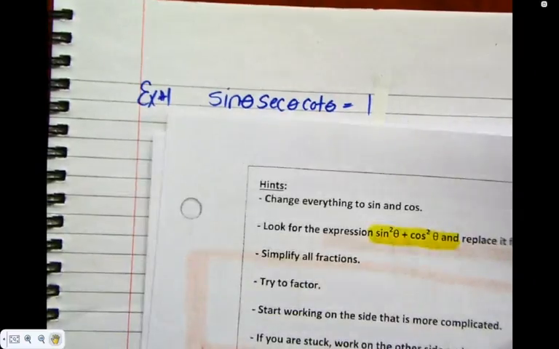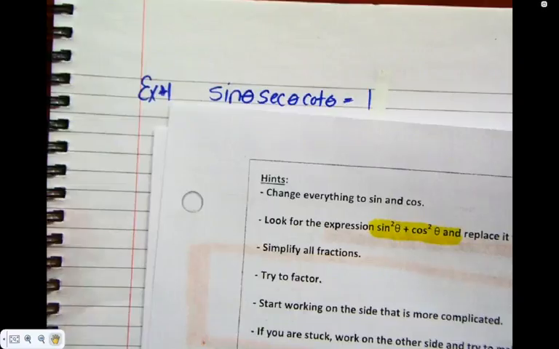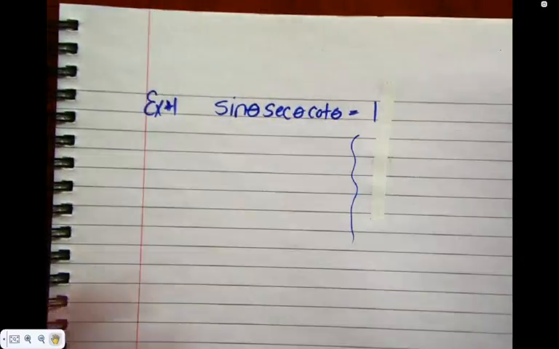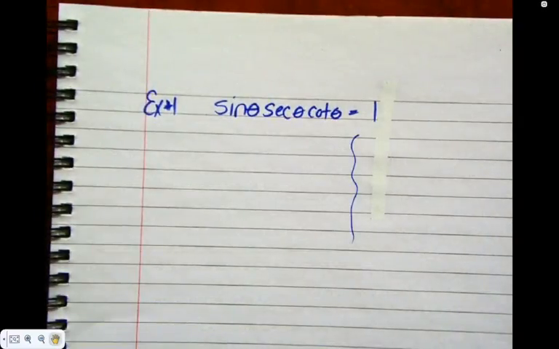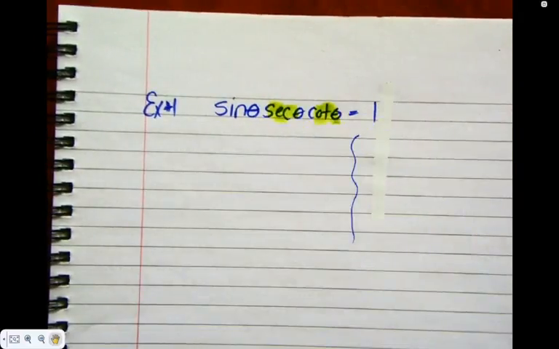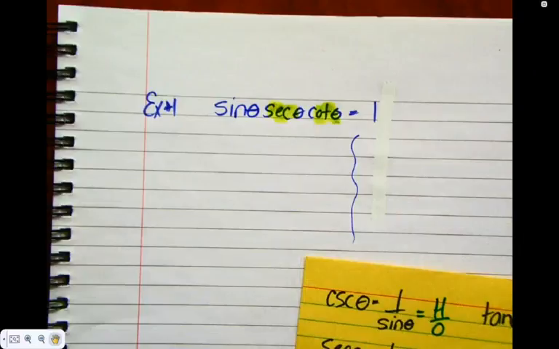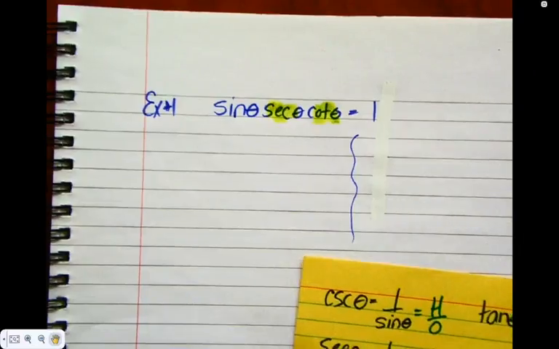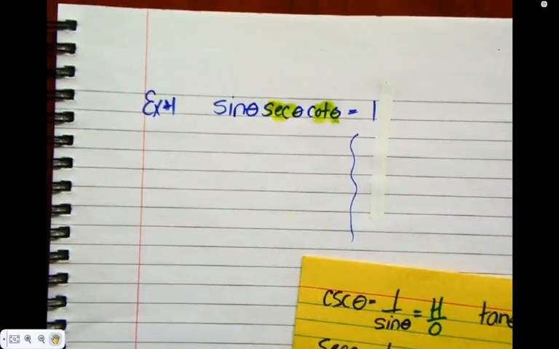Okay, I'm just following my little hints here. First hint is change everything to sine and cos. So we take a look, anything that's not sine or cos has to go. So secant has to go and cotan has to go. What we're using on the card, you just didn't know them, were reciprocal identities, quotient identities, Pythagorean identities. That's what these are called. Sine can stay.